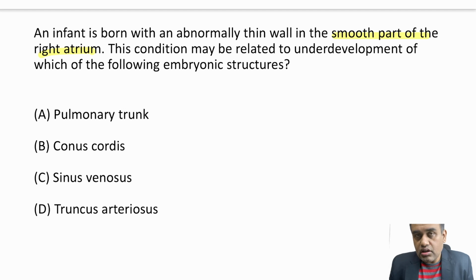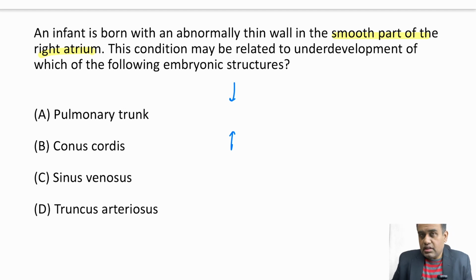Might have been diagnosed in an echo. This condition may be related to underdevelopment of which of the following embryonic structures. So embryologically they are asking which part forms the thin wall of the right atrium. As we already discussed, in the right atrium that thin wall will be the part where the SVC and the IVC are entering.